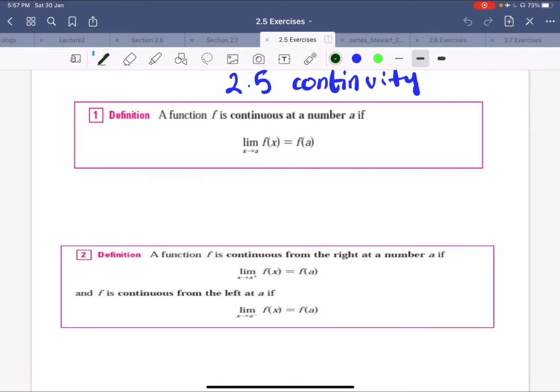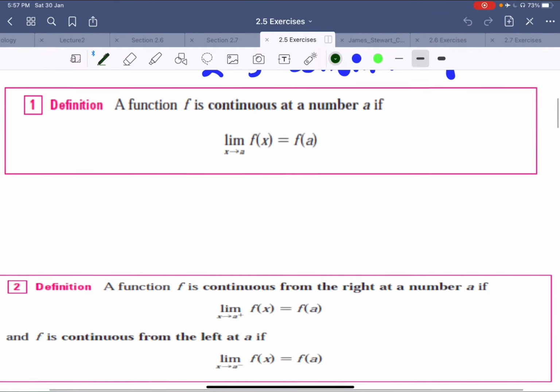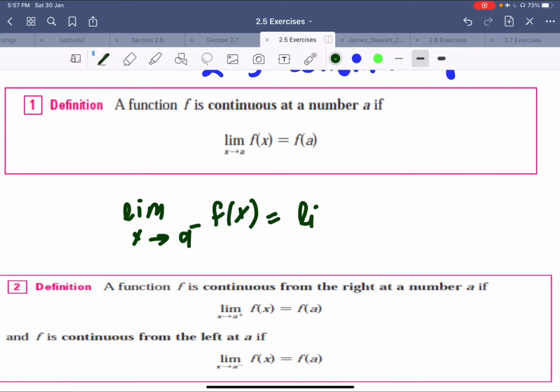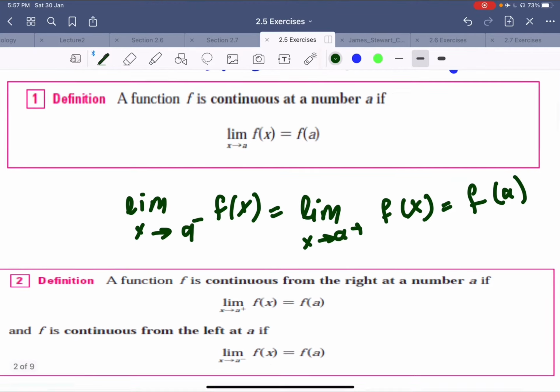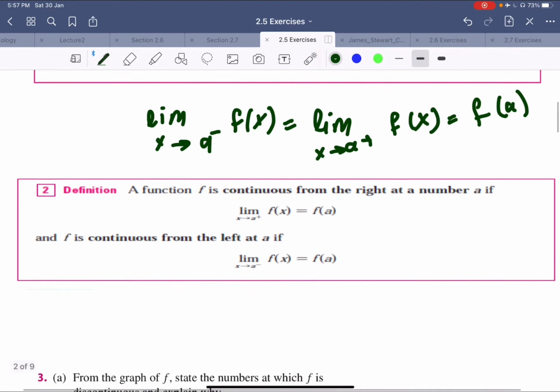x goes to a for f of x is equal to f of a, which means the limit at a certain number from the right and from the left equals its image. So we can say the limit when x goes to a from the left for f of x and the limit when x goes to a from the right for f of x will equal f of a. So this is about definition 1.